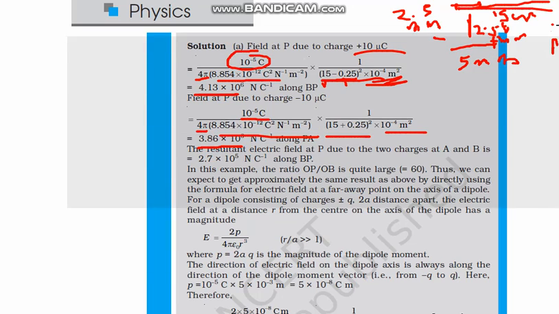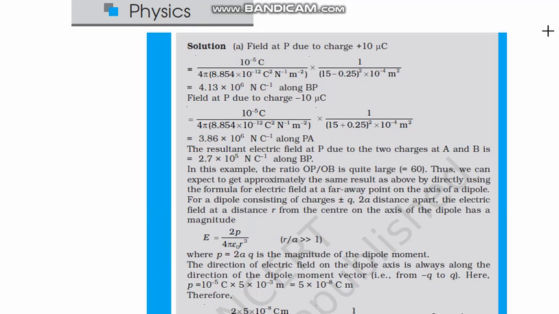So we saw there is a slight difference. Because of this little bit of difference, both are in 10 to power 6, but this is 4.13 and this is 3.86. Because of this small difference, there is a non-zero electric field at the point P due to a dipole, because the charges are not exactly at the same place, but there is a small distance between them.